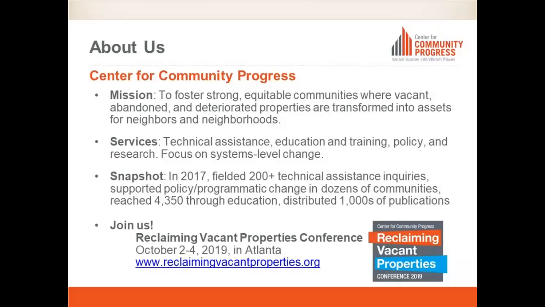Now, our flagship event for our educational work is the Reclaiming Vacant Properties National Conference, and I highly encourage folks to consider attending, as I could take off my CCP hat and put on my former practitioner hat. I will say, after attending conferences for 8 years, this was the most substantive, practical, and inspiring, action-oriented conference that I'd ever attended, and I'm proud to say it remains that way. We will be in Atlanta on October 2nd through the 4th, and you can find plenty more information about that at our website.